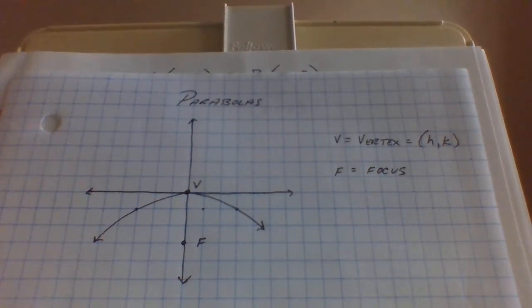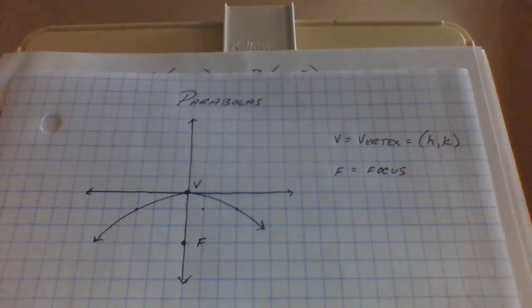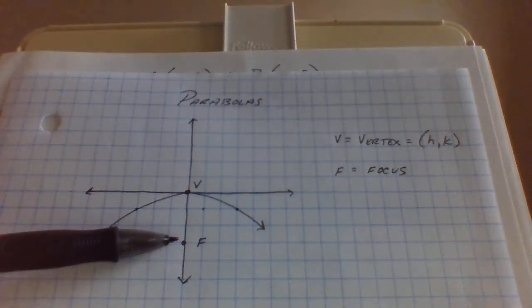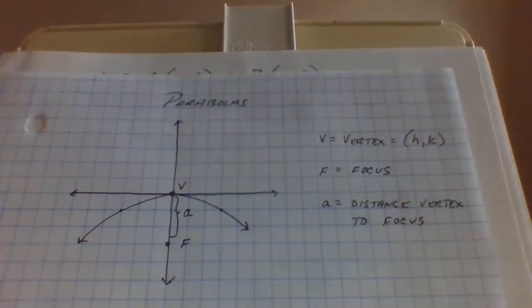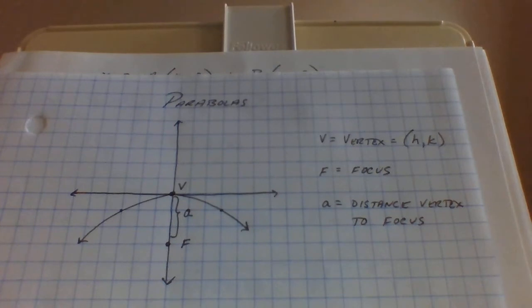We're also going to be taking a look at what's called the focus. I'm going to let the letter F represent my focus, and your focus when you're talking about a parabola is always going to occur on the inside or the curved portion of your parabola. We're also going to be taking a look at the distance from our vertex to our focus, so we want to measure how many units this would be. I'm going to be using the letter a in my examples to represent the distance from the vertex to the focus.